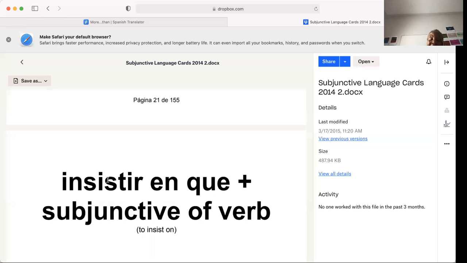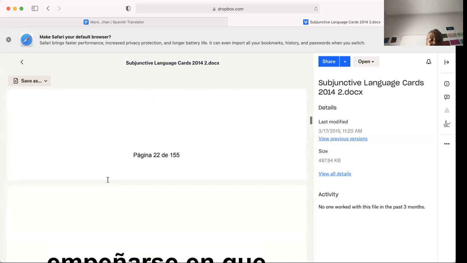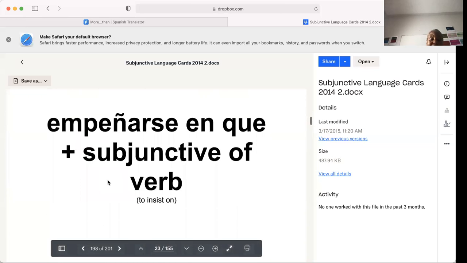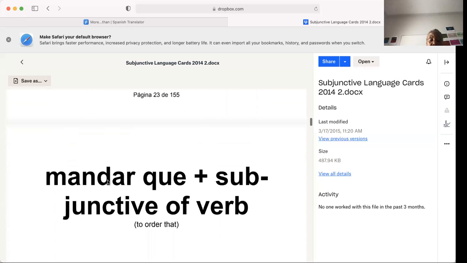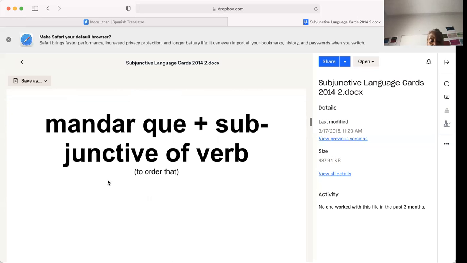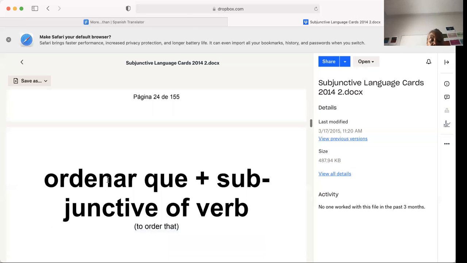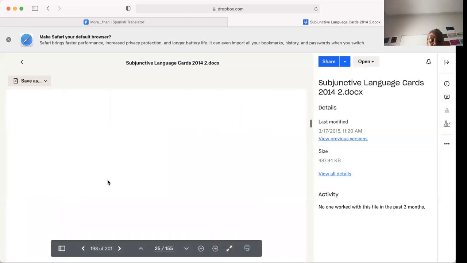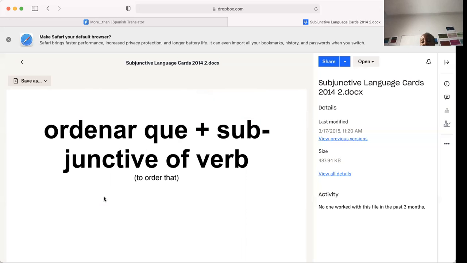Insistir en que, to insist on. Some of these are very obvious. Empeñarse en que, to insist on. Mandar que, to order that. Mandar, of course, when it means order, not when it means to send. Ordenar que, to order that. So this is page 25. So what I'll do is, in the next video, I'll do another 25.